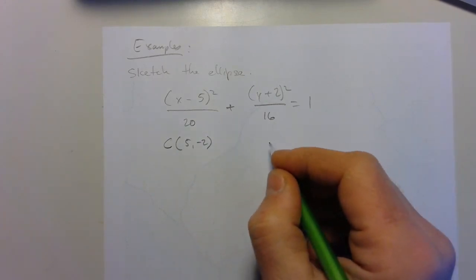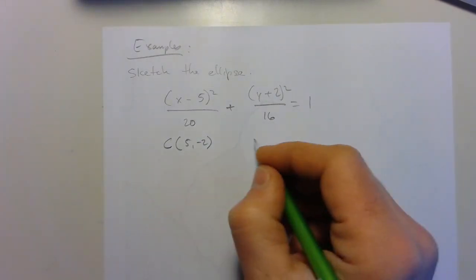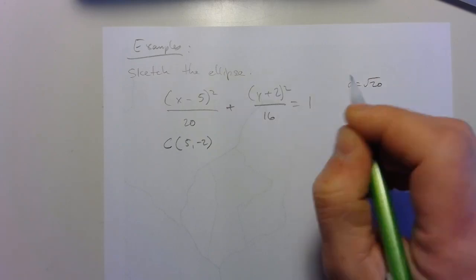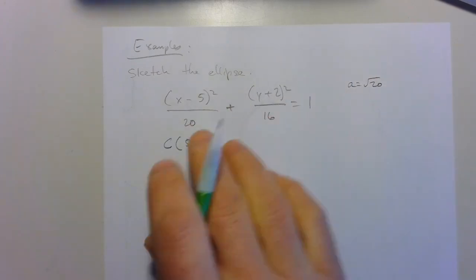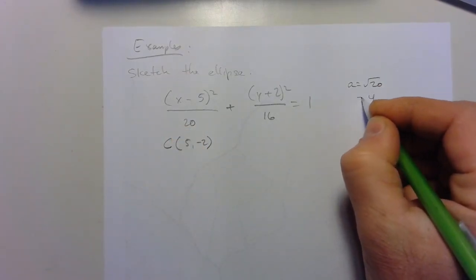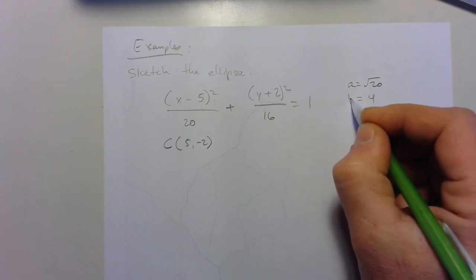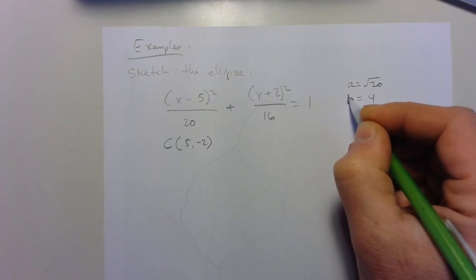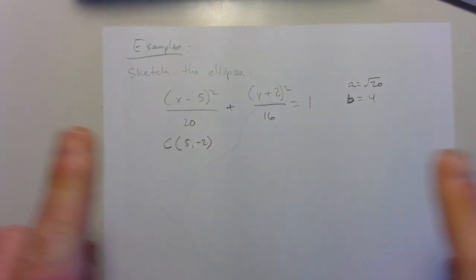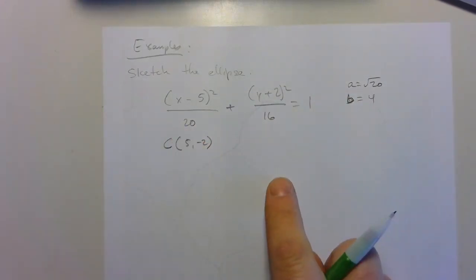Now the next thing, I'm going to do this on the side. I can see that what's under here is the square root of 20, and what's under here is 4. Because this one's larger than this, that means it's going to be in the horizontal direction, because that one's larger.